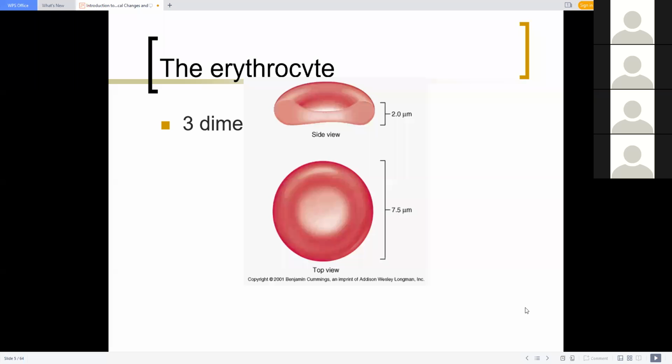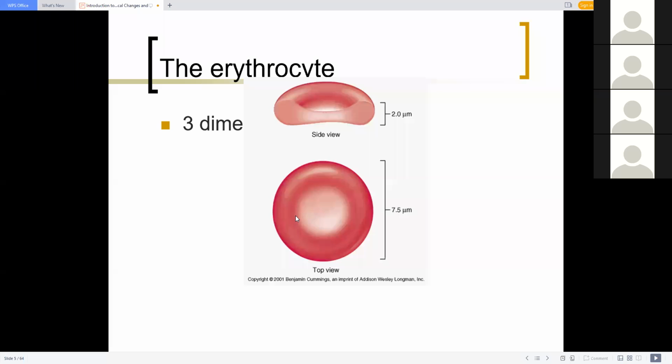So if we look at a three-dimensional view, this is what it looks like. And if we look at a two-dimensional view, you have this area of central pallor that is pale.